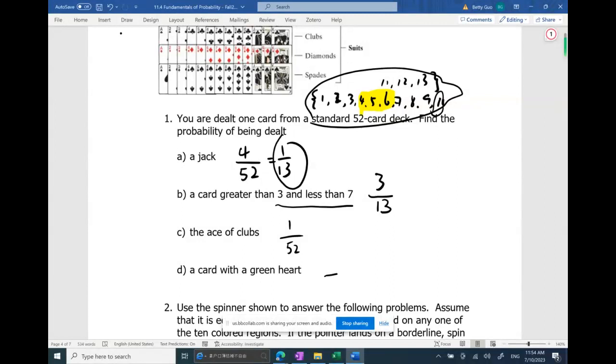Part D, a card with a green heart. Okay, so we consider all the 52 cards. Do any of them have a green heart? 0. So the probability of getting a green heart card is 0. That event is not possible, it is impossible.